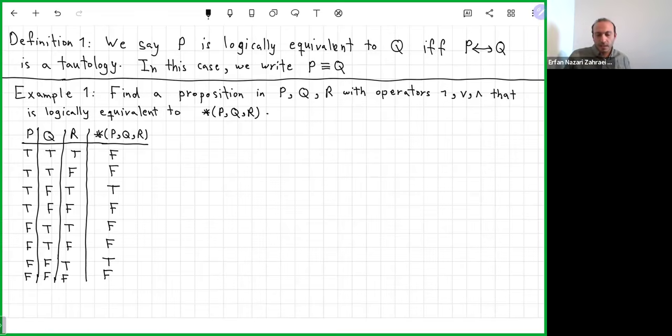That's the most standard notation for logical equivalence, but other notations are also commonly used, like writing P if and only if Q, or even P equals Q, and there are some more. But this is the most standard one.